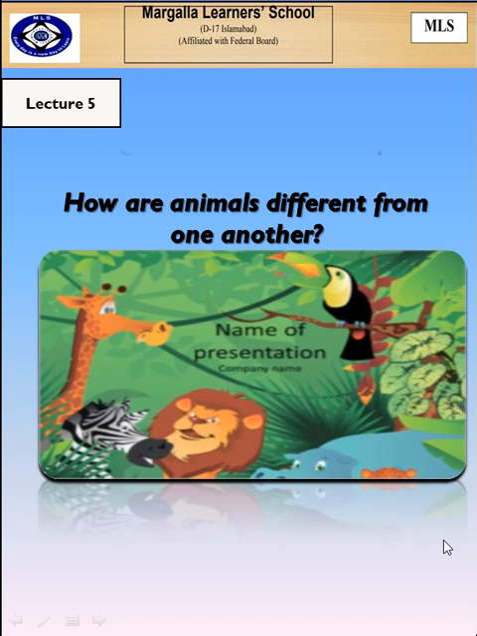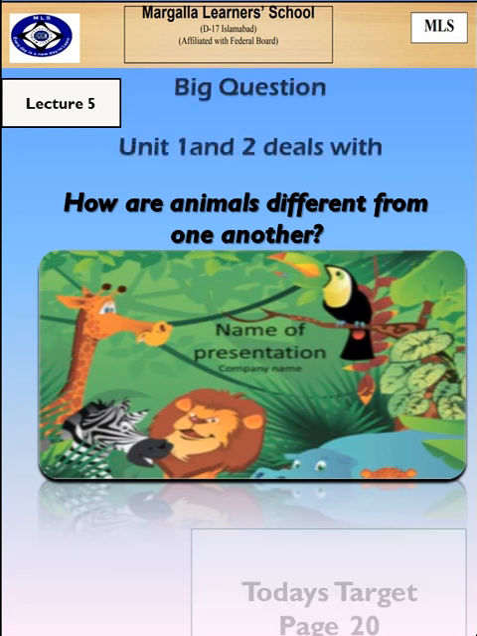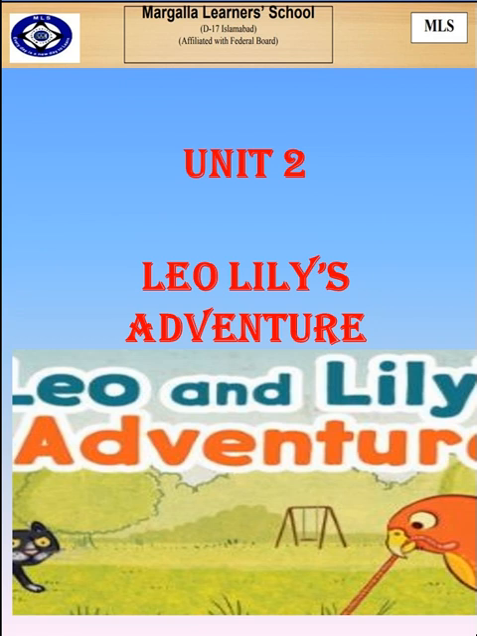Today we are going to solve our page 20. Our Unit 2 is about Leo Lily's adventure. I hope you are done with the reading of Leo Lily's adventure. You know about who is Leo and who is Lily. You know the things which are same among Leo and Lily and which are different among Leo and Lily, and how they both face the adventure.